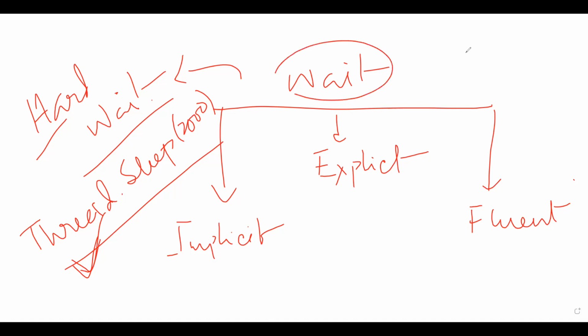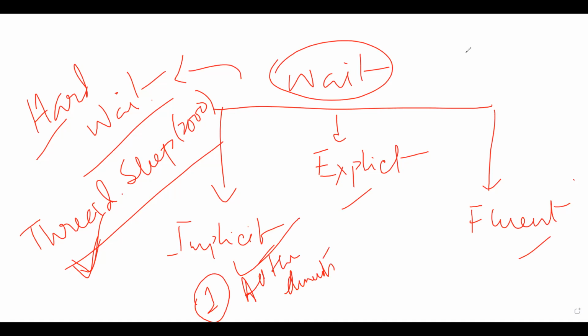But waits are coming from the Selenium point of view: implicit wait, explicit wait, fluent wait. What is implicit wait? Implicit wait is something you use once in the class, and it will work for all the elements to be loaded. Whatever elements you have in that class, it will go and check if that element is present in the DOM or not. If not present, it will check again and again.